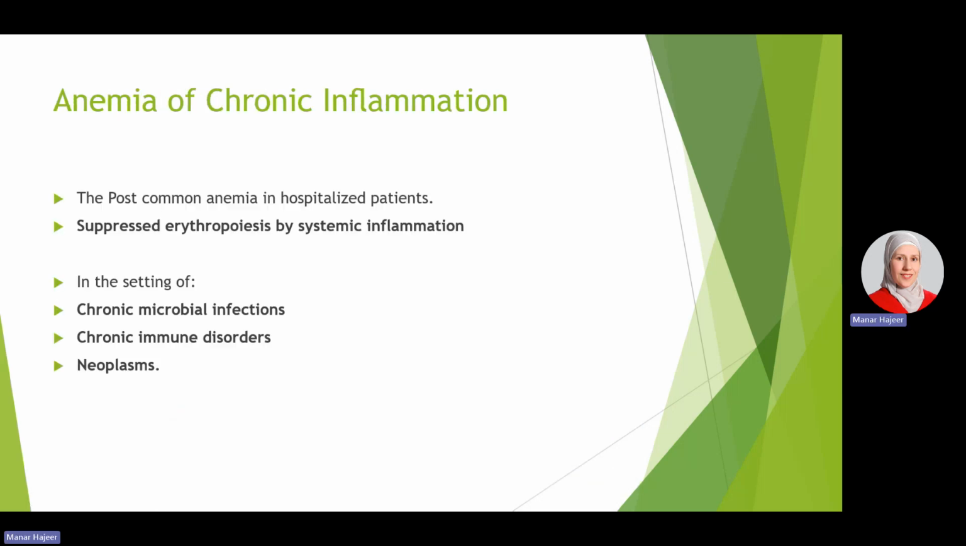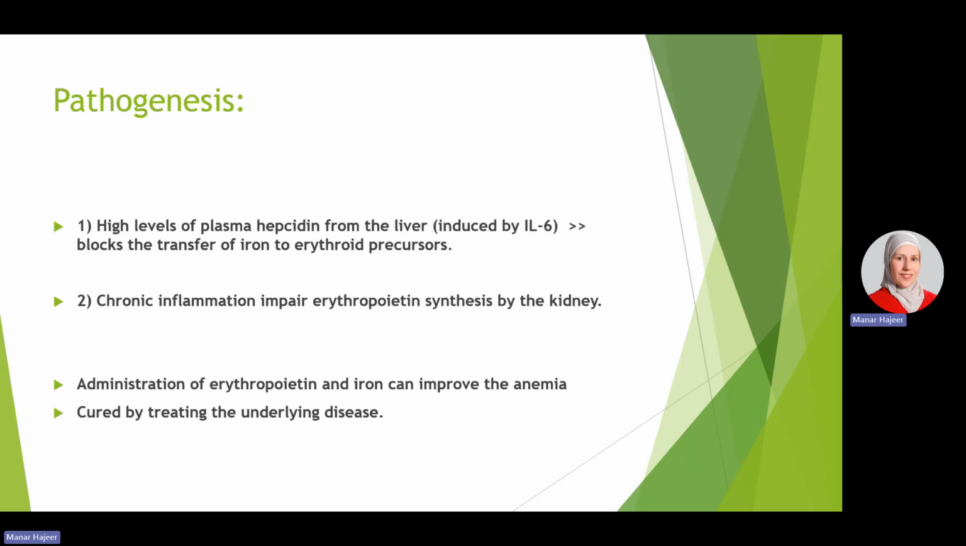Anemia of chronic inflammation is the most common anemia in hospitalized patients. There is suppressed erythropoiesis by systemic inflammation. It occurs in the setting of chronic microbial infections like TB, chronic immune disorders like rheumatoid arthritis, and neoplasms or cancers. The pathogenesis stems from high levels of plasma hepcidin produced from the liver, induced by interleukin 6, which is produced in chronic inflammation. This hepcidin blocks the transfer of iron to the erythroid precursors in the bone marrow.